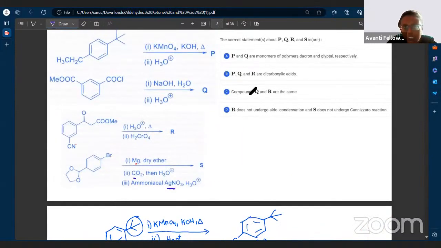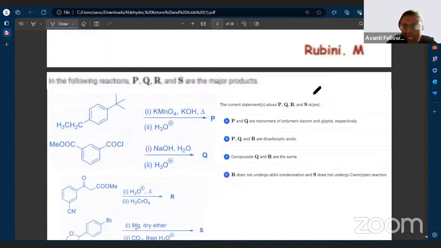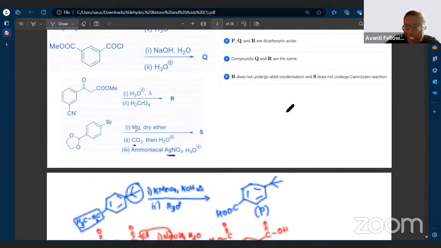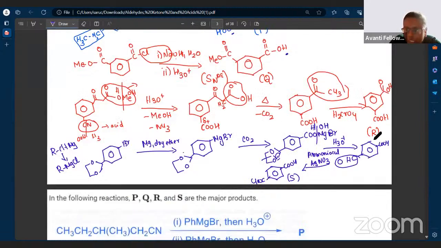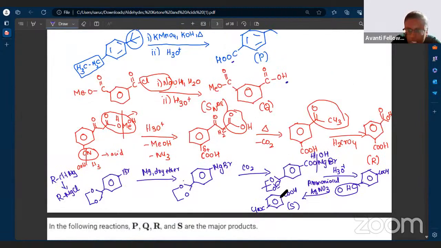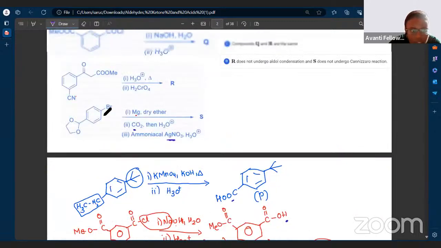Now moving to option C, compounds Q and R are the same. Look at Q and R. So it is a dicarboxylic acid at the 1,3 position. It is also a dicarboxylic acid, right? What is the position over here? Whether it is 1,3 or 1,2,3.